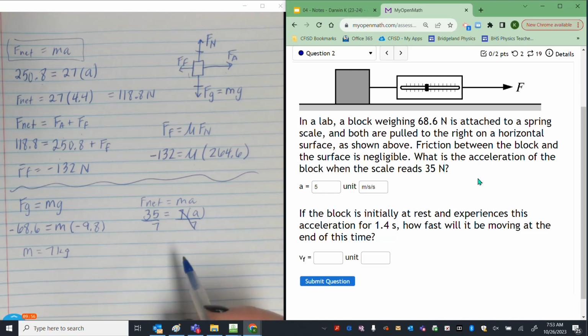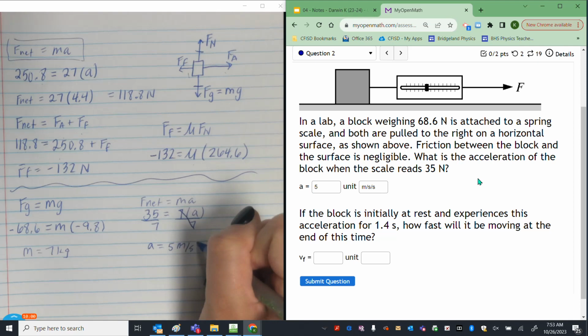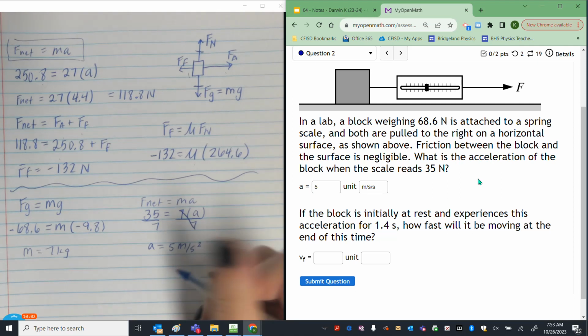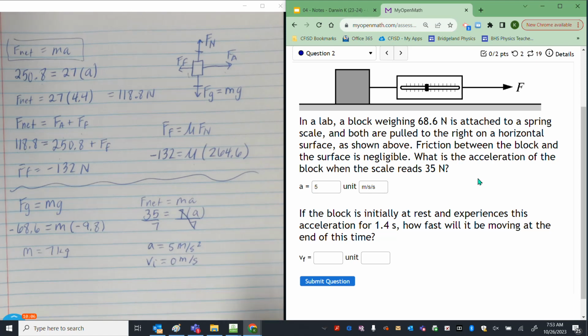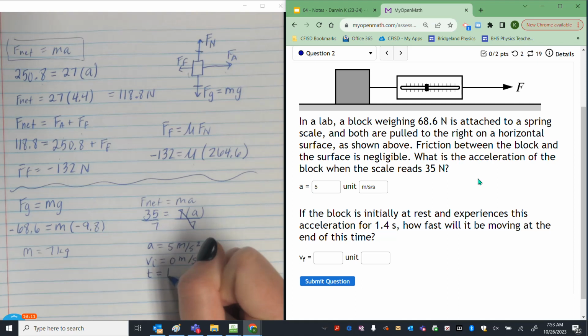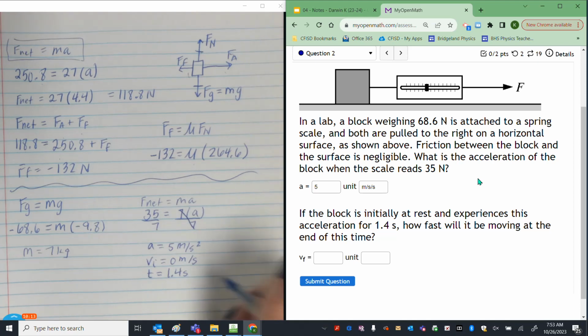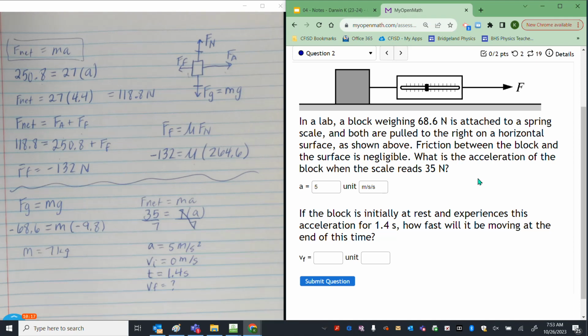Okay, so I have now an acceleration of 5 meters per second squared. This question tells me that my initial velocity is 0 because it says it starts at rest. It accelerates for a time of 1.4 seconds, and it asks for the velocity at the end of that time. How fast is it moving after that?